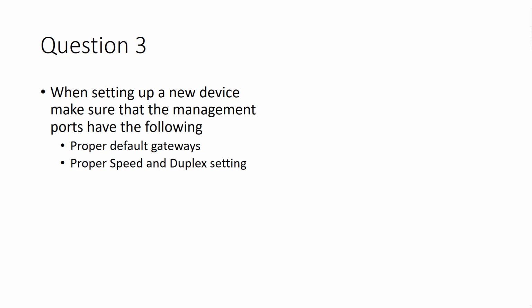When you're setting up a new device, make sure with management ports we have the appropriate address, the default gateway, the appropriate subnet, and the appropriate speed and duplex settings. Even though speed and duplex are normally on auto, so that's not really that big of a deal, proper addressing and gateway information is crucial.